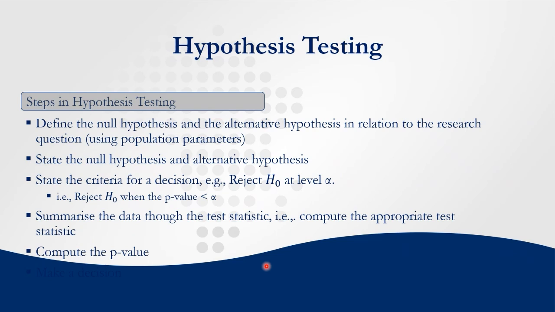So in hypothesis testing, you define them and then you state them. Then you must select a criteria for your decision. We will say we reject the null hypothesis, which is H0, at a particular level, meaning that we reject the null hypothesis when the p-value is less than the alpha. And then we summarize our data. This criteria, you just set it, right? It's a criteria that you set: I will reject the null hypothesis when the p-value is less than the alpha. But in terms of the data that you have collected, you summarize it through the test statistic, meaning you compute the appropriate test statistic, and then you compute the p-value and make a decision.